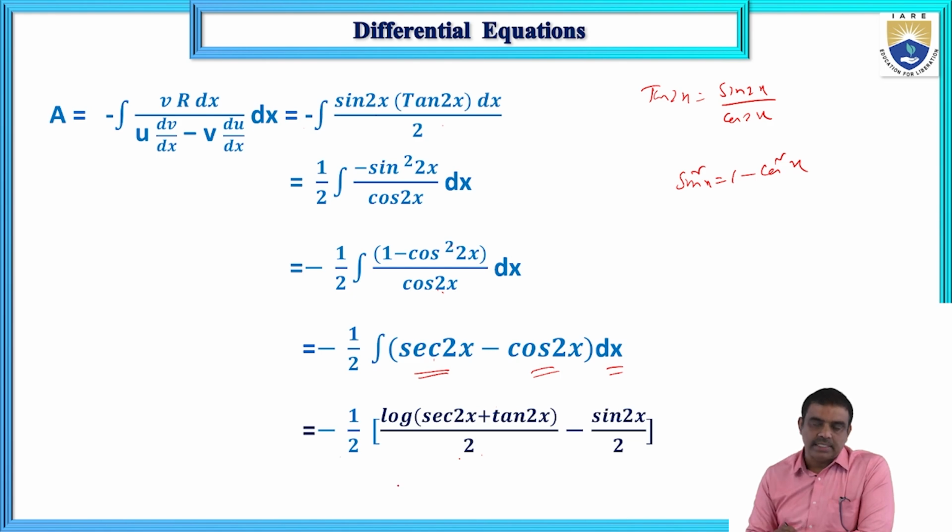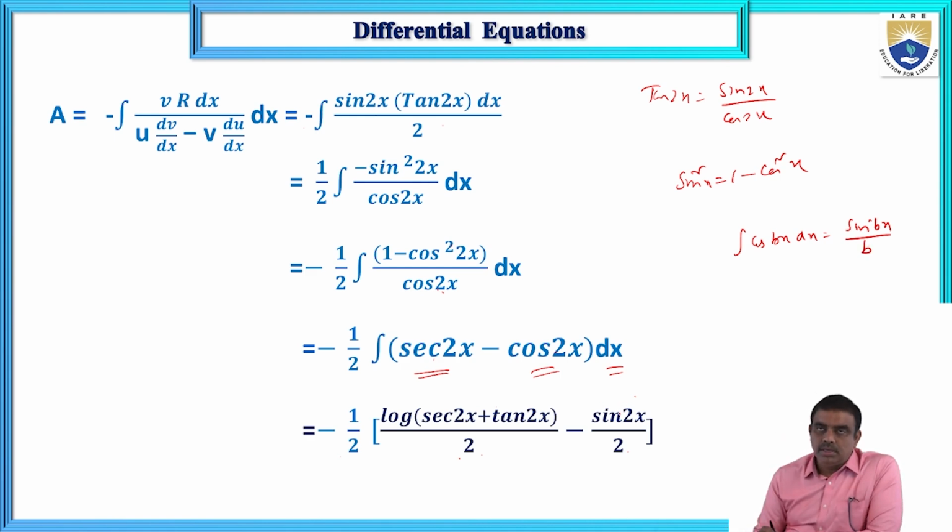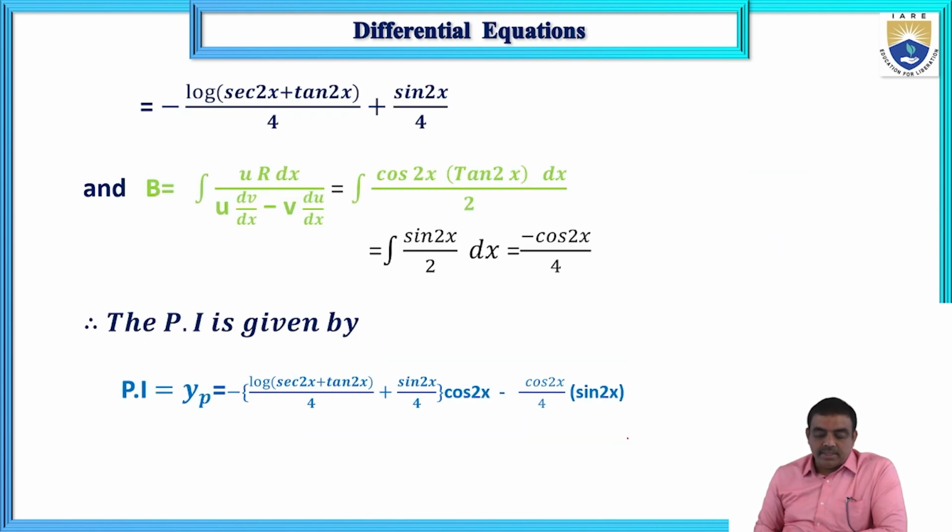Minus 1 by 2 as it is, just copy down. And the integration of cos 2x is sin 2x by 2. Integral cos bx dx is sin bx by b. In differentiation it will be multiplied, in integration it will be divided by b. So, cos 2x gives sin 2x by 2. On simplifying, it is minus log of secant 2x plus tan 2x by 4, plus sin 2x by 4.